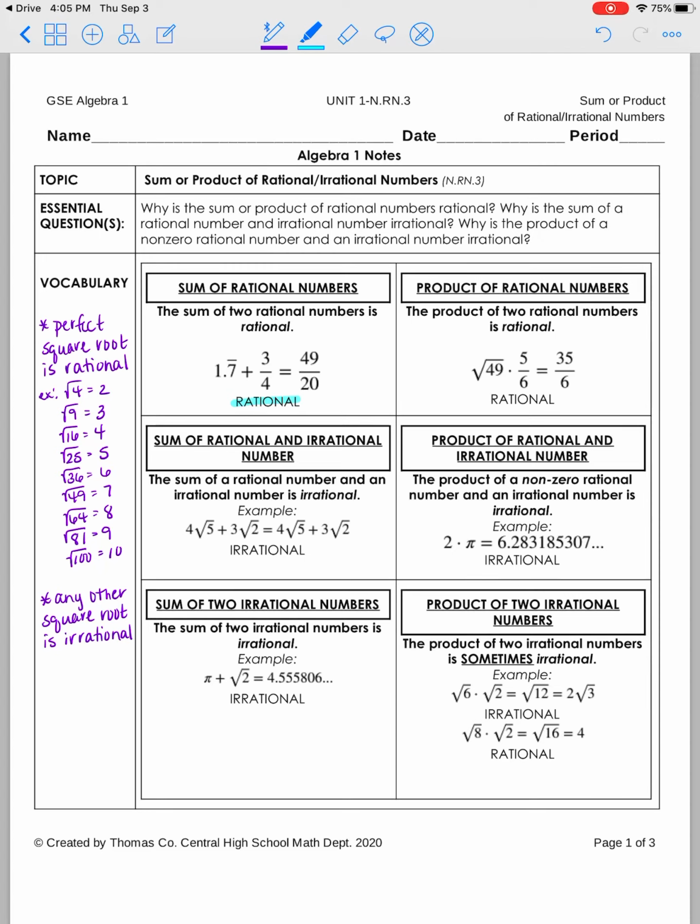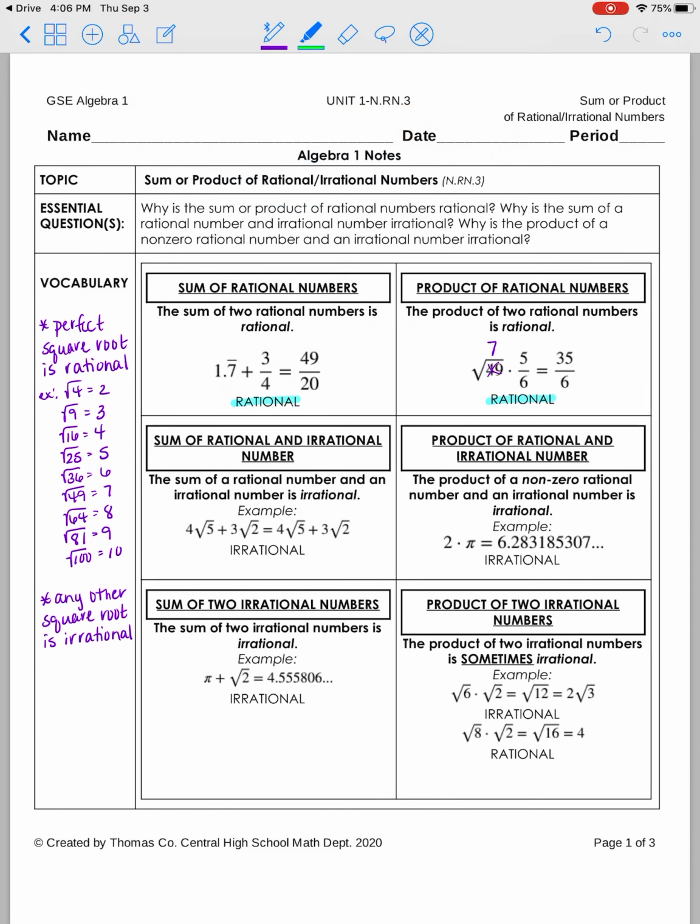Now what if I multiply two rationals? What will I get out? So over here, the square root of 49, is that rational? Yeah, it is, because it is 7. So then if I did 7 times 5 over 6, I get 35 over 6. And 35 over 6, we're looking at that answer. Is it rational or irrational? It is rational because it can be written as a fraction. So anytime I multiply two rational numbers, doesn't matter what they are, if both of those numbers are rational, my answer will be rational.